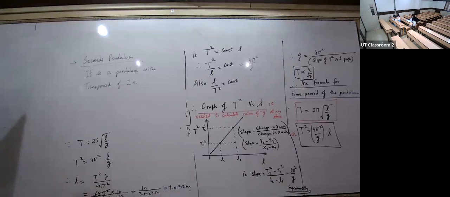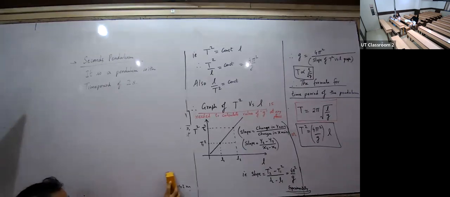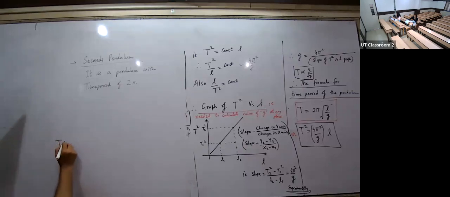Okay, next question. Compare the time period of two pendulums of length 1 meter and 9 meter. So you have to remember two relations for all these comparison questions. T is proportional to square root of L, and T is proportional to 1 upon square root of G. Using these two relations, you can solve various questions. So find out. There are two lengths, 1 meter and 9 meters.